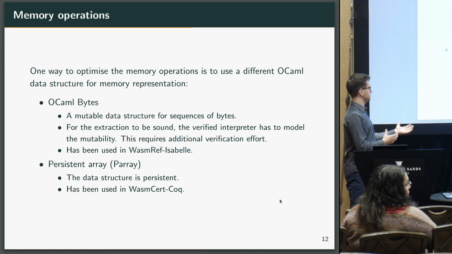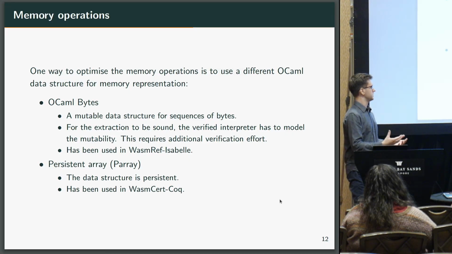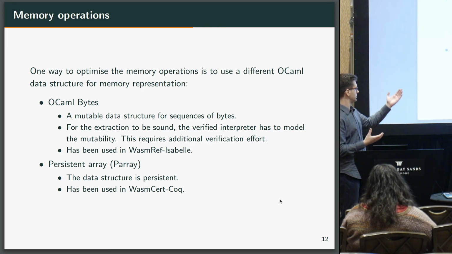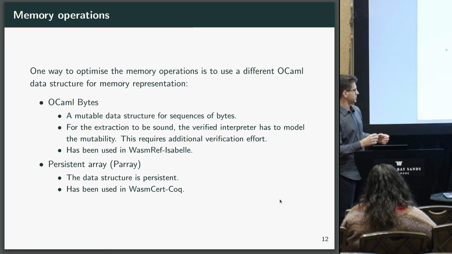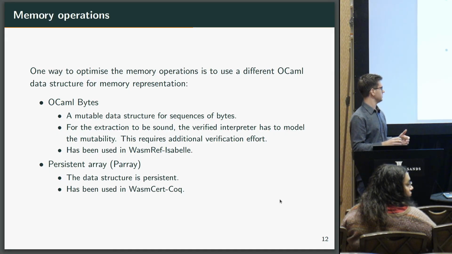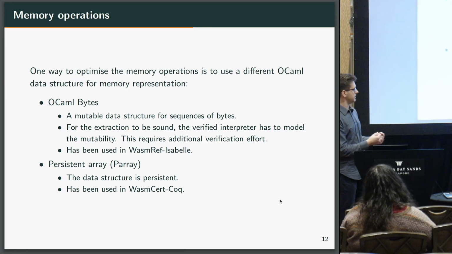But since it is mutable, for the extraction to be sound, the verified interpreter has to model that mutability. This has been previously done in the WasmCert-Isabelle project, which took Wasm 1.0 together with SIMD extensions and made a verified monadic interpreter that had this state monad for the memories. But this made the interpreter more complicated, more difficult to maintain, and it requires additional verification effort.